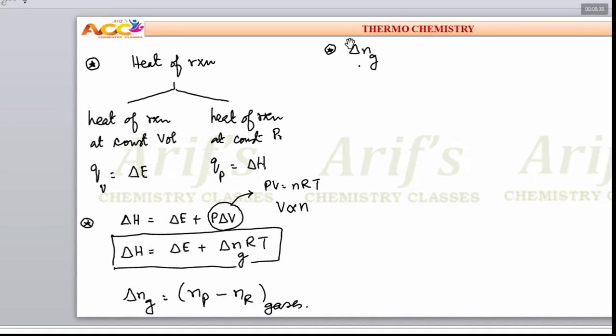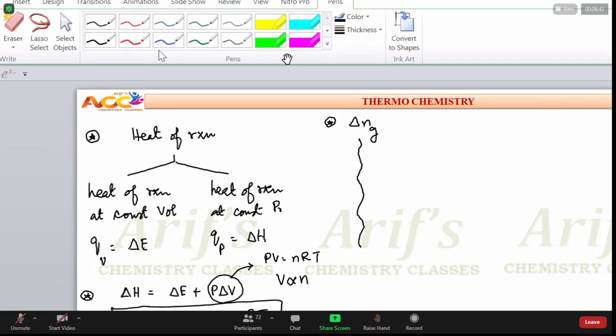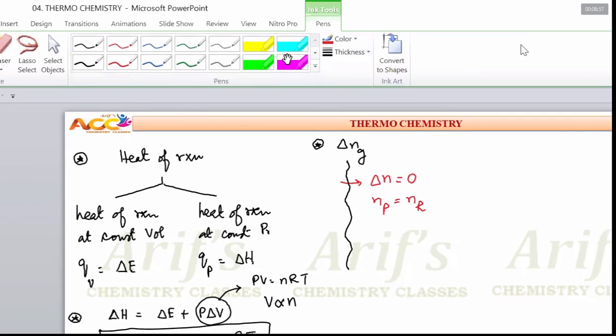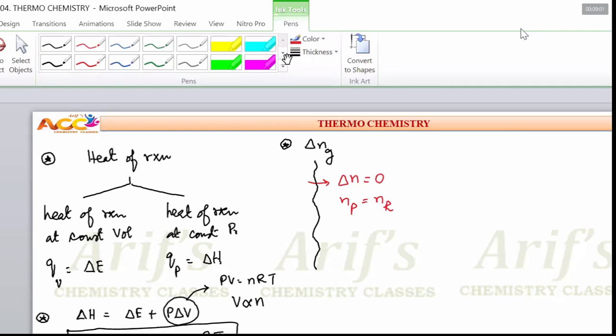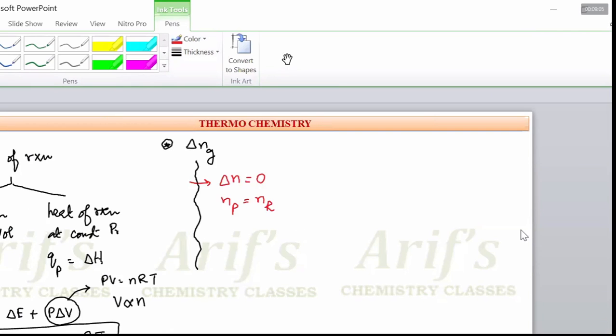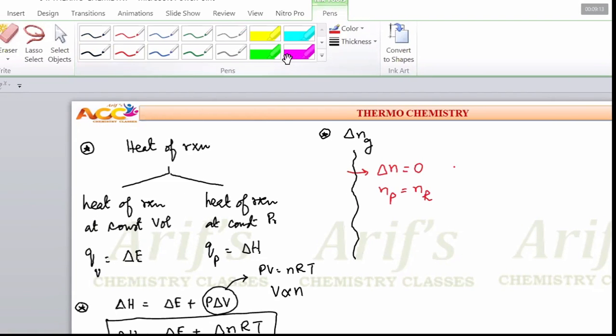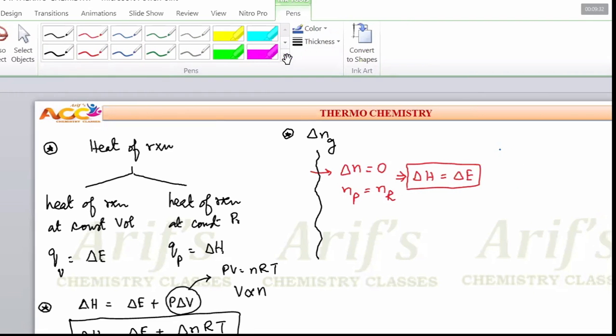Now, this delta n G may have different possibilities. Possibility number one, what is that? Delta n equals zero. That means nP is equal to nR. If you have such chemical reactions where the number of moles of gaseous reactants and products are the same, then what happens? Nothing will happen. Very simple, sir. Delta n is equal to zero implies delta H equals delta E. This implies that when we talk about the enthalpy change of a chemical reaction, it is equal to the change of internal energy if delta n is equal to zero. Okay. By the way, let us take and enjoy an example. What is that?